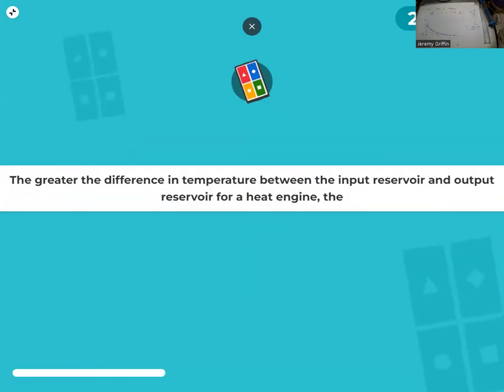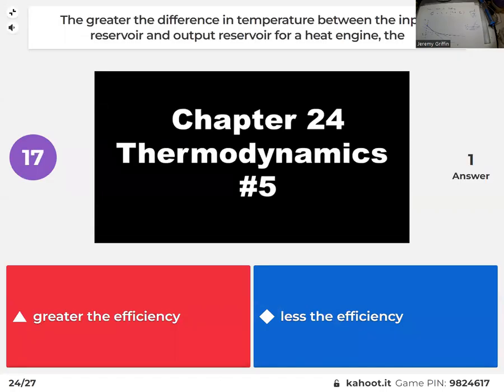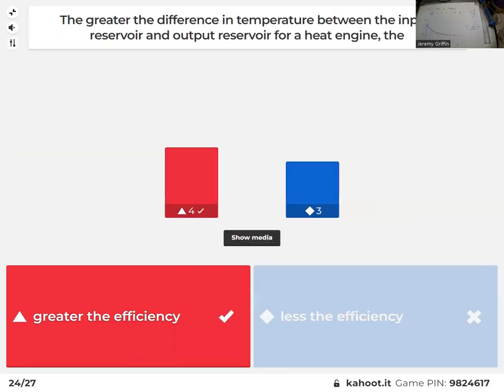The greater the difference in temperature between input and output reservoir for a heat engine, all right, yeah, the greater the efficiency. Give you guys a couple examples on this one.